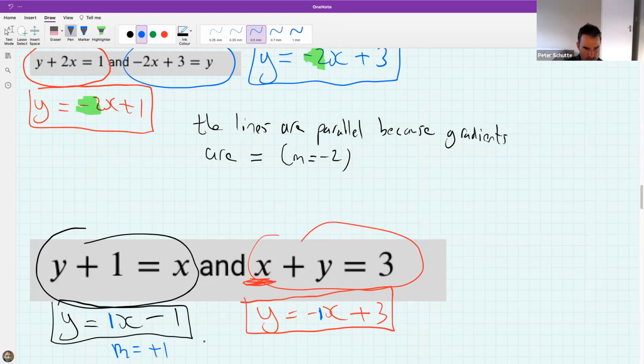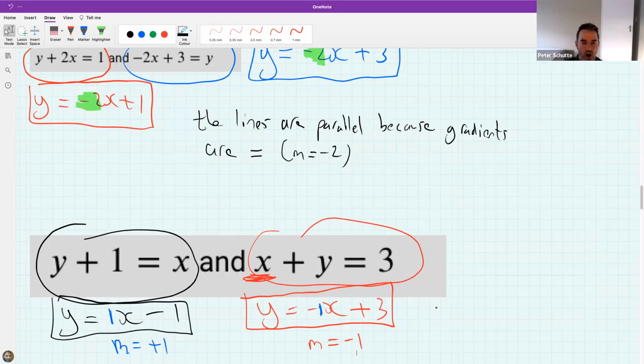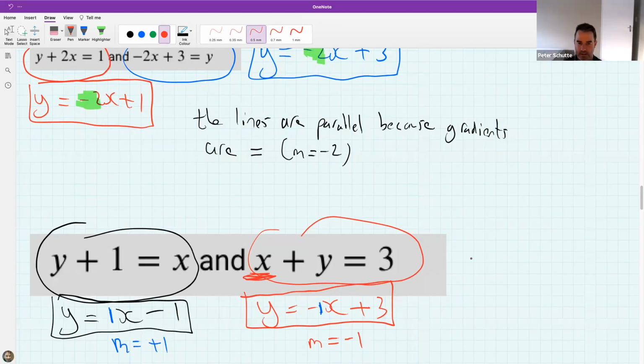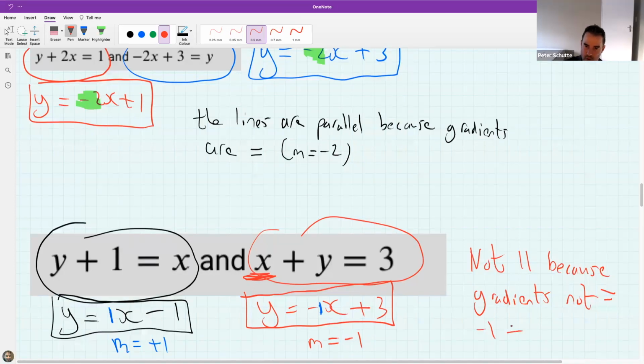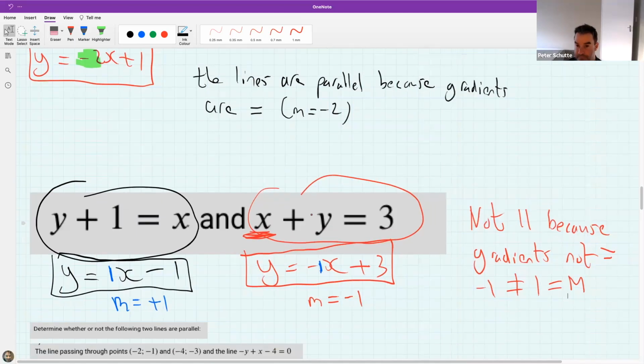+1. +1. And for the red one, it would be? -1. Okay, now here's the big question. Are they parallel lines? No, sir. Okay, so they're not parallel because parallel lines have the same gradient. Yeah, gradients not equal. Basically, you know that -1 is not equal to 1. And so these are not parallel lines. Thank you. That was brilliant. That was really good.